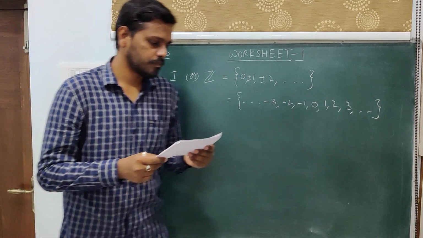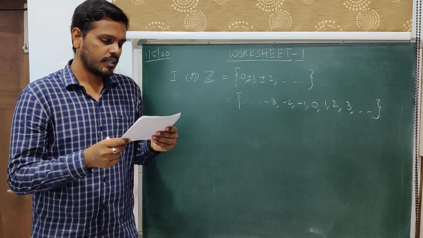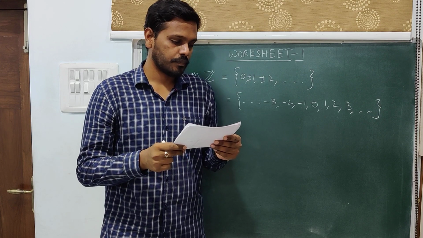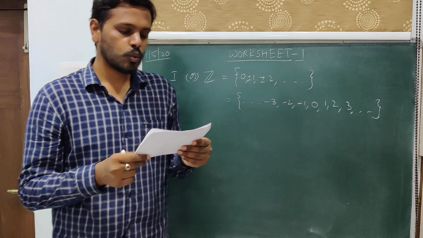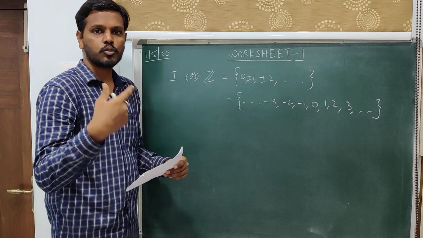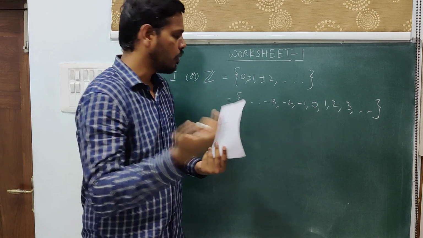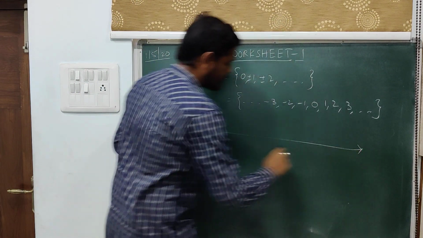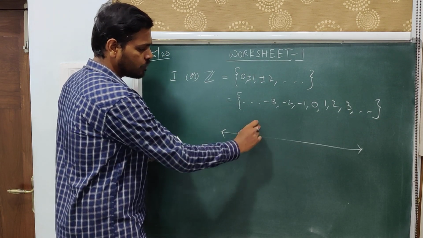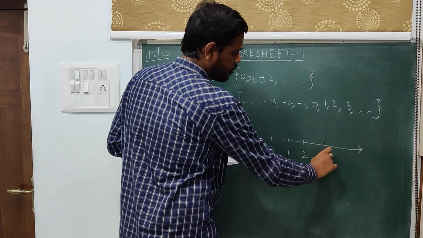Now look into the second question. Write the integers between minus 2 and 3. How many integers exist between minus 4 and minus 5? So we look into the first part of the question. Write the integers between minus 2 and 3. So minus 2 and 3, you just count forward. That is minus 2 after minus 1, 0, 1 and 2. Or if you have a difficulty in that, you can just draw a number line. Start with the lowest as minus 2, then minus 1, 0, 1, 2, 3.